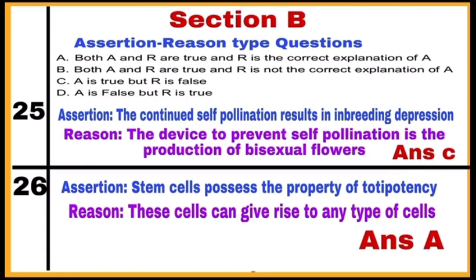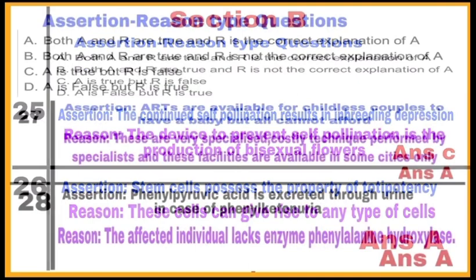Question 26. Assertion statement. Stem cells possess the property of totipotency. This is correct. See the reason. These cells can give rise to any type of cells. This is also true and a correct explanation of the assertion. Stem cells give rise to any type of cells, so they possess the property of totipotency. So here mark A as the correct answer.